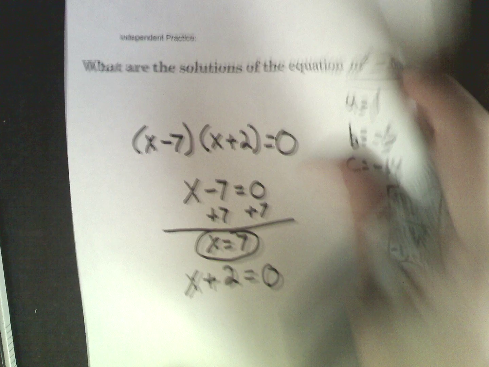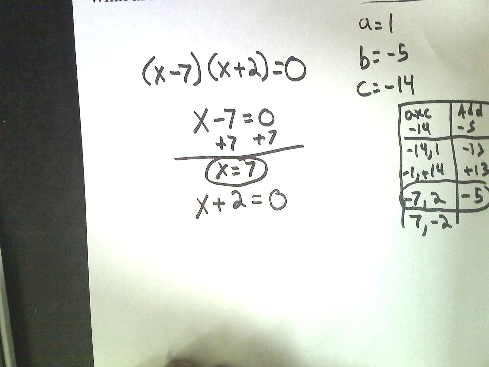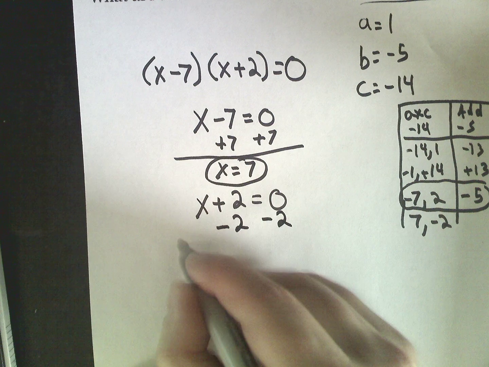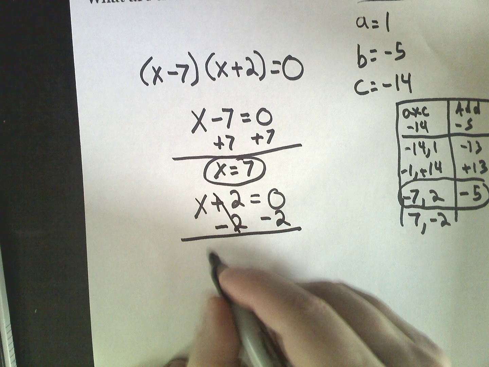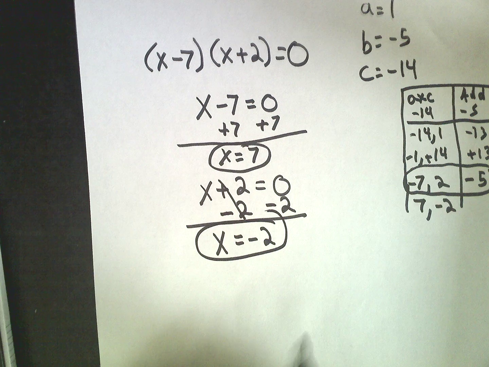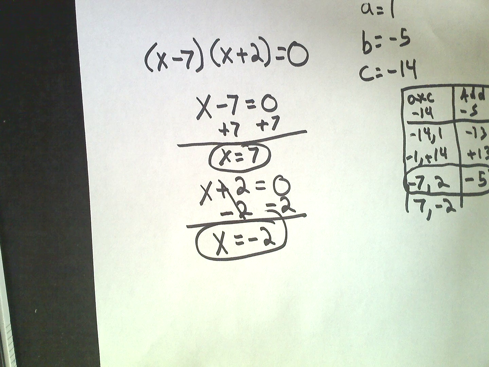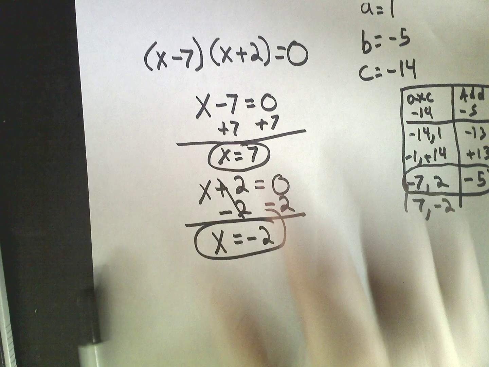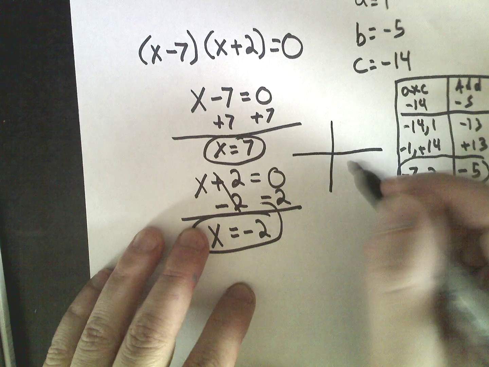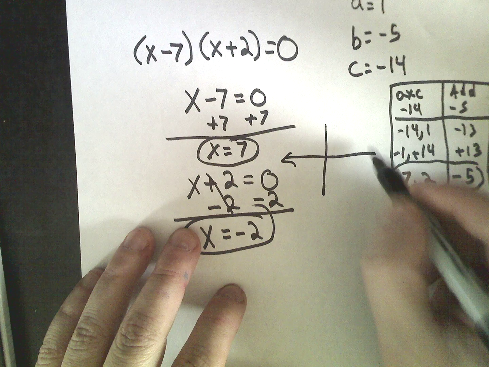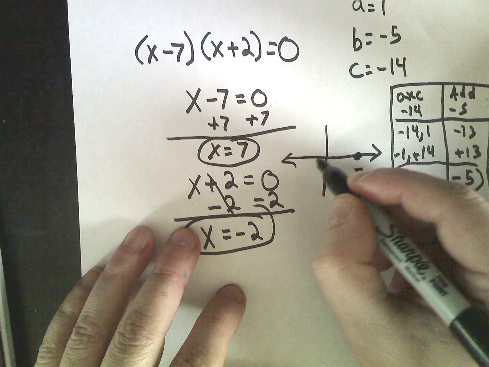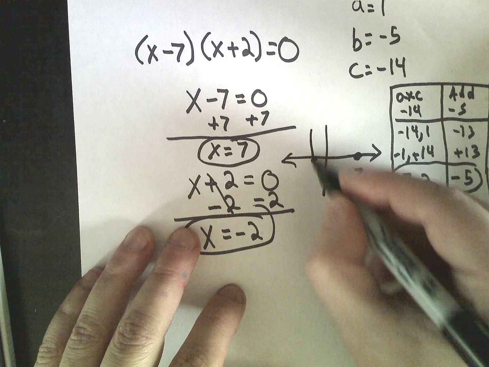The other one, x plus 2, let's find out. Subtract 2 from both sides. x equals negative 2. Another answer. So that means that our parabola crosses the x-axis in two places, positive 7 and negative 2. It's going to look something like that.